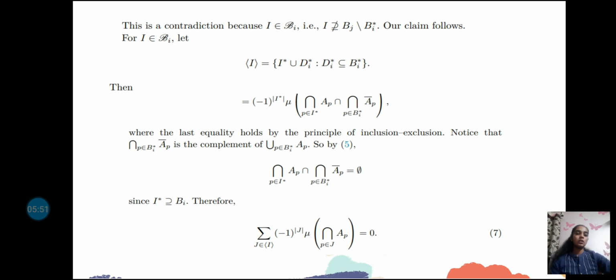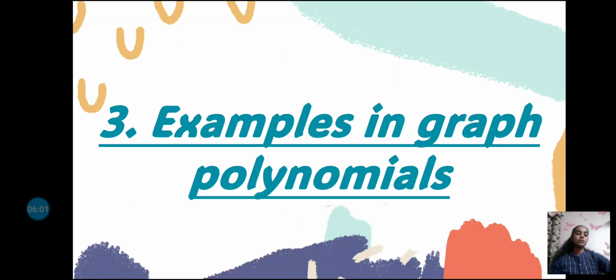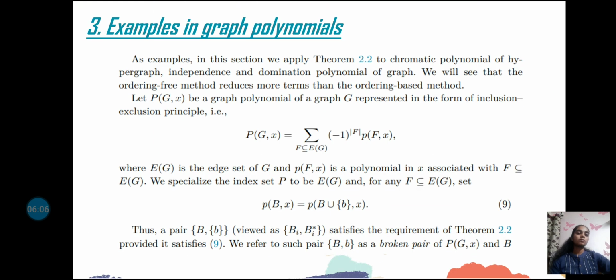Then the last equality holds by the principle of inclusion-exclusion, noticing that A bar P is the complement of A_P. Section 3. Examples in graph polynomials. As examples in this section, we apply Theorem 2.2 to the chromatic polynomial of a hypergraph, the dependence polynomial and the domination polynomial of a graph.